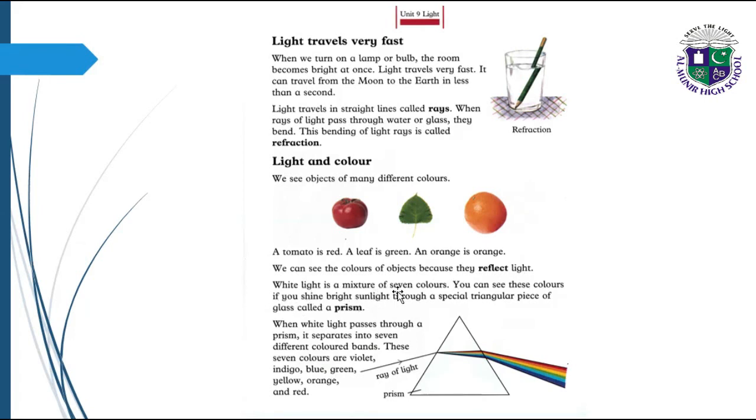White light is a mixture of 7 colors. You can see these colors if you shine bright sunlight through a special triangular piece of glass called a prism. This is a picture of a prism. From here, a ray of light enters the prism and splits into 7 colors. When white light passes through a prism, it separates into 7 different color bands. These 7 colors are violet, indigo, blue, green, yellow, orange, and red.